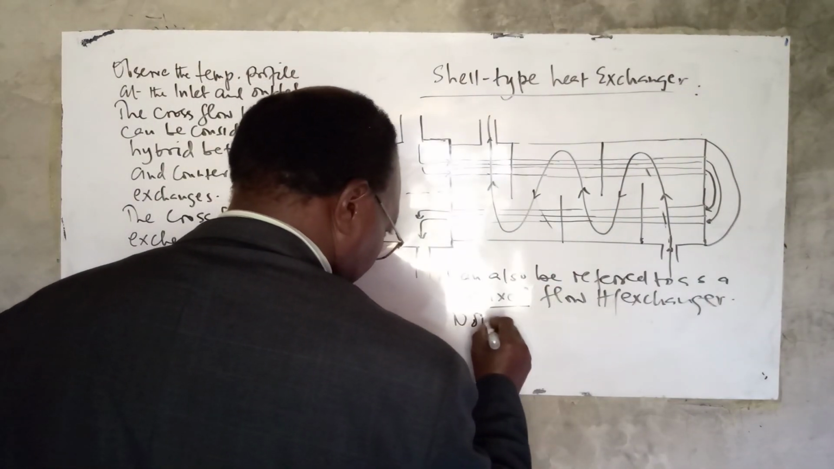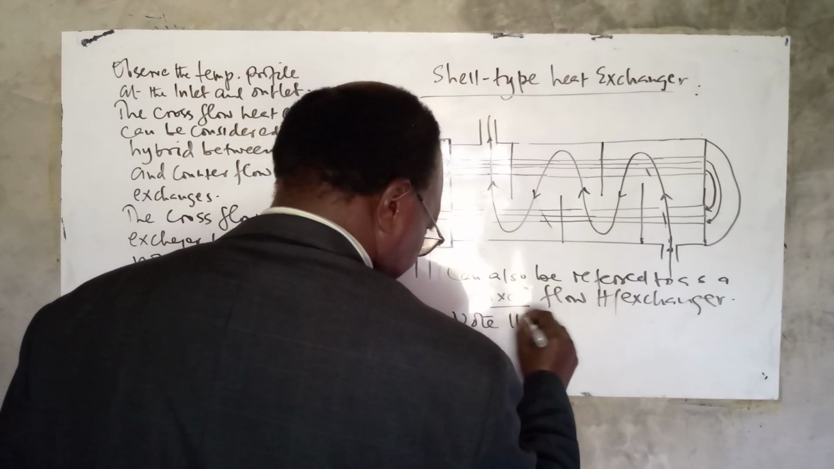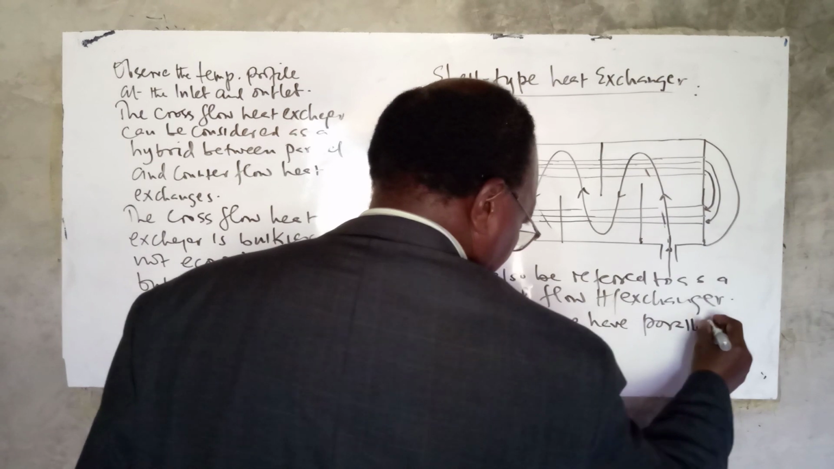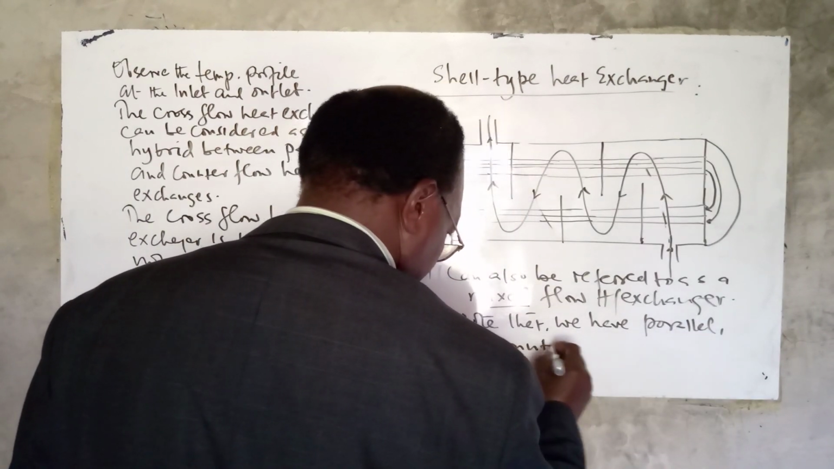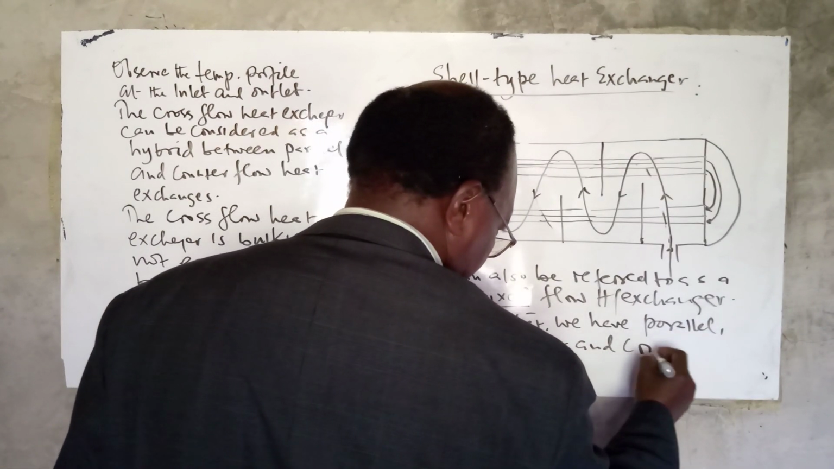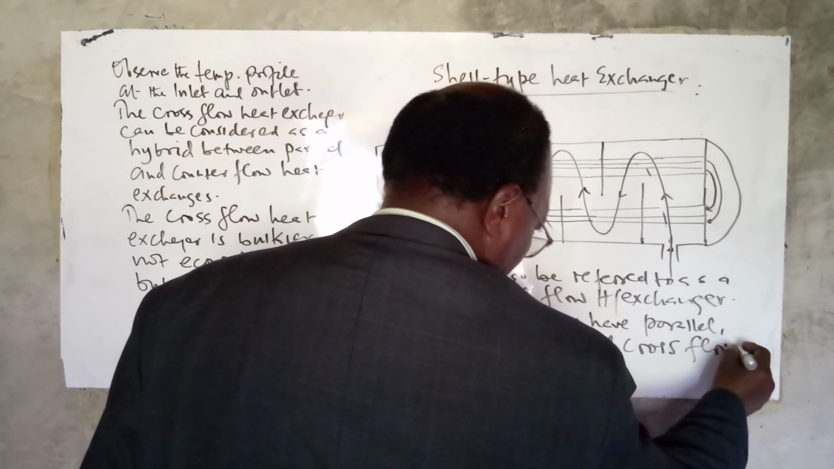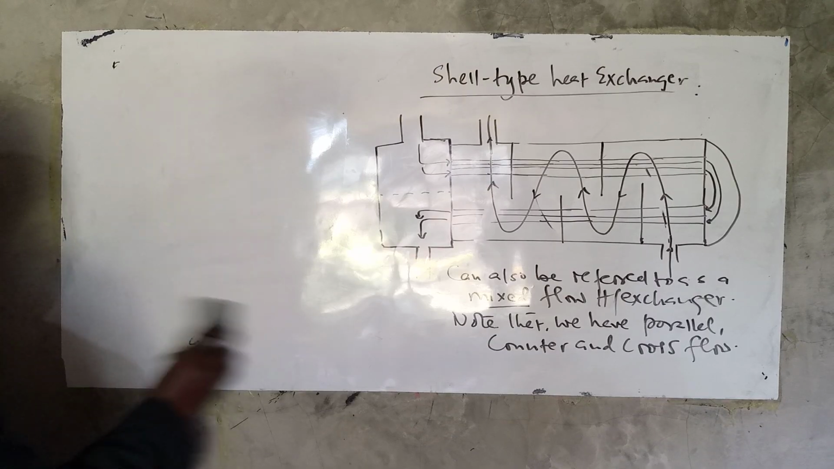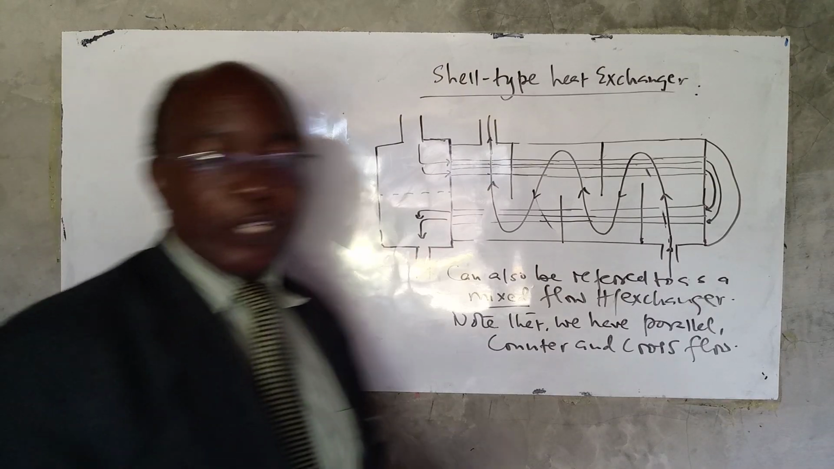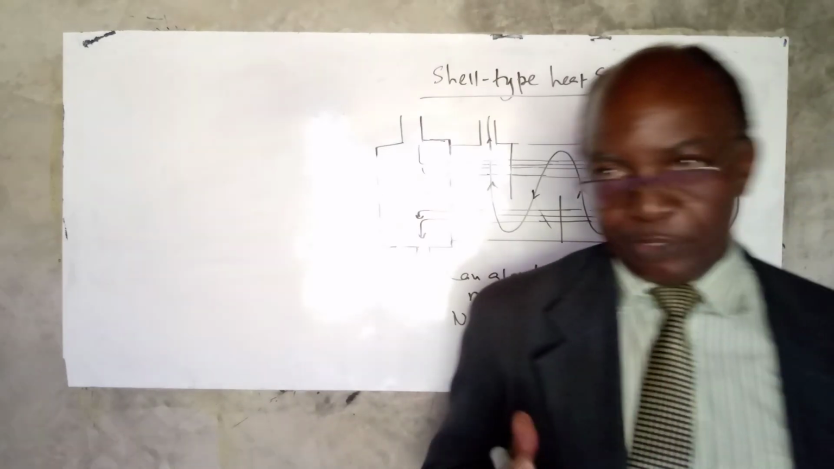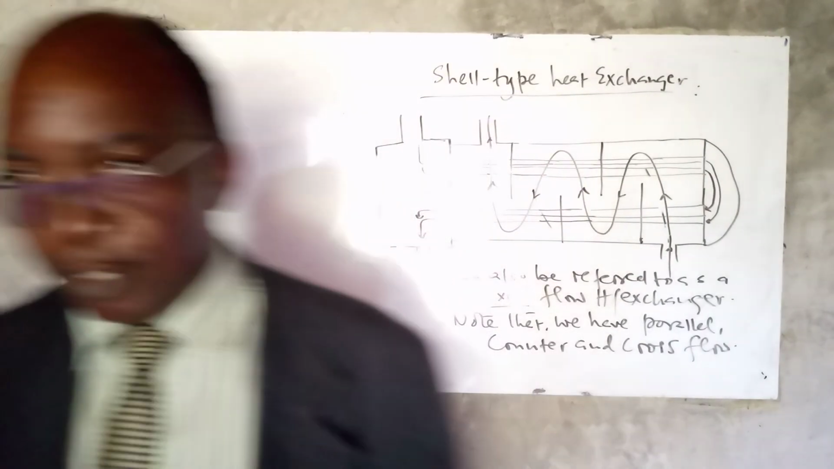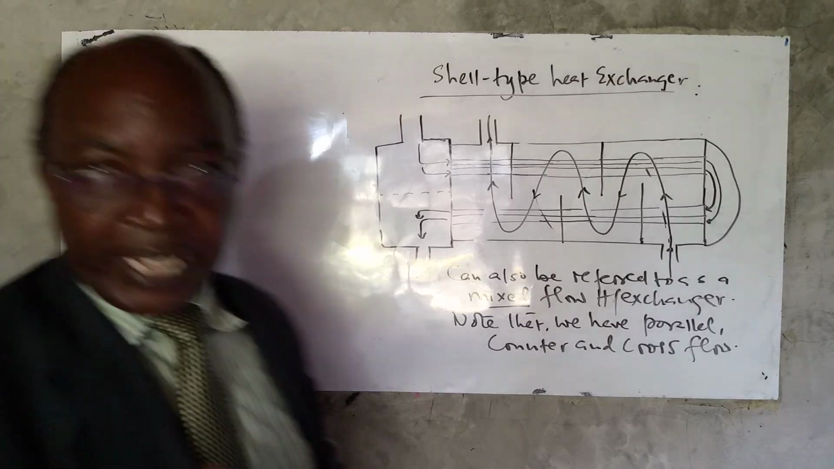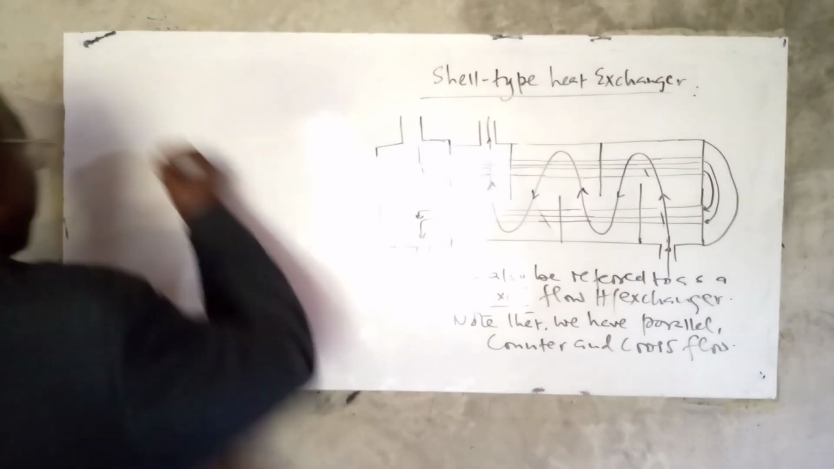So note that we have parallel, counter, and cross flow. Now, these heat exchangers, which we have been talking about, are also referred to as recuperators. Why do we talk of them as recuperators? They're recuperators because the heat flow is steady and continuous.